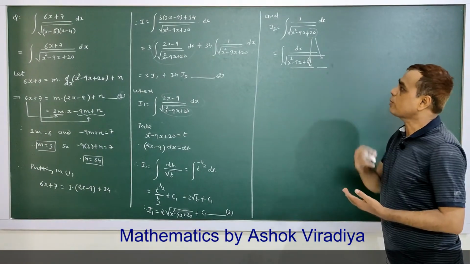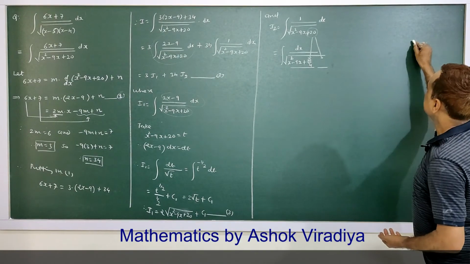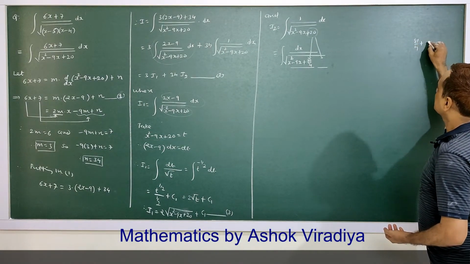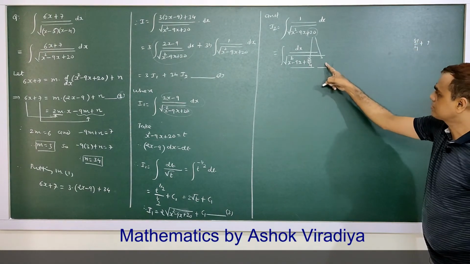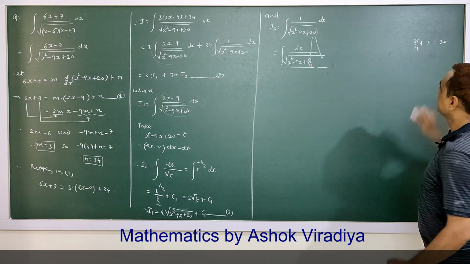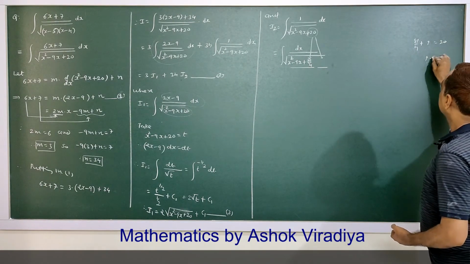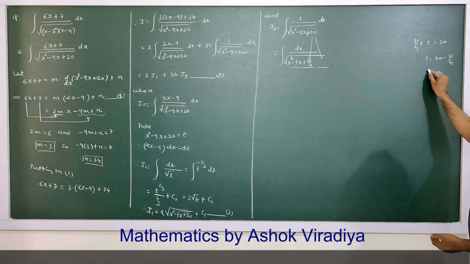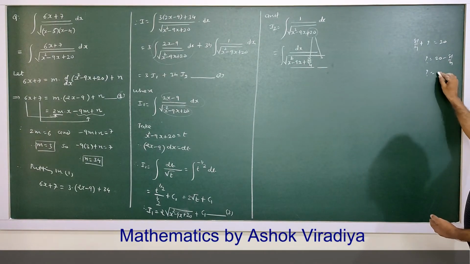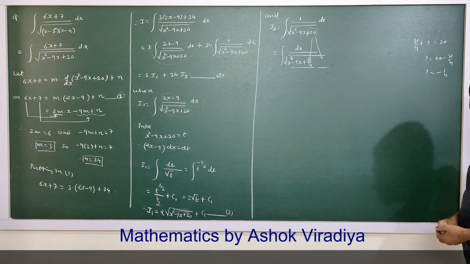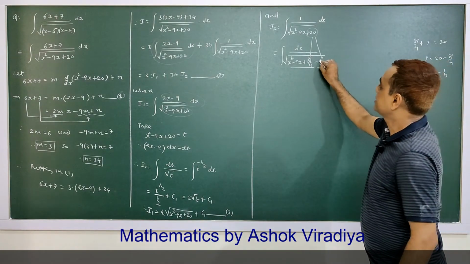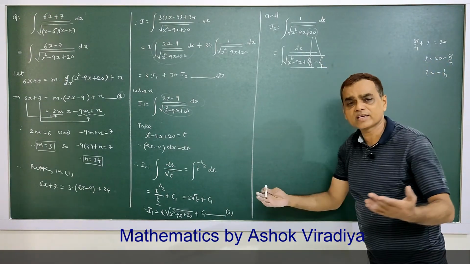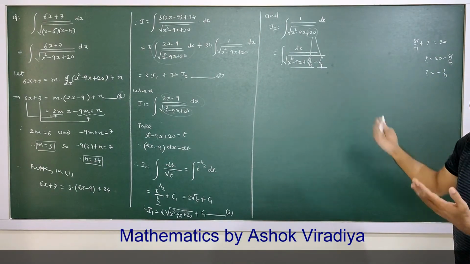We need plus 20. So 81 upon 4 plus something is 20. So something is 20 minus 81 by 4. So something is minus 1 by 4. So this will be minus 1 by 4, or you can calculate it orally.